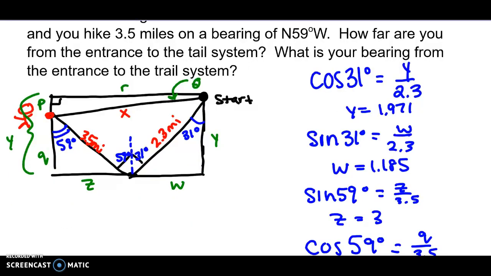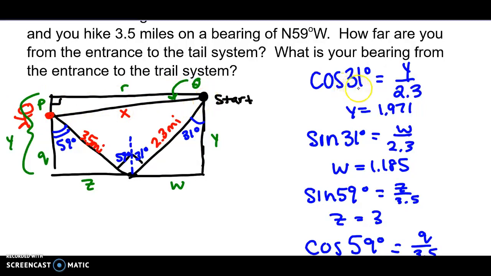All right, this one was a bit of a doozy, but let's see how you did. I started by figuring out the value of Y, the value of W, the value of Z, and the value of Q. I did those things first. That's going to be helpful for finding P and also help me find R, which relates directly to the triangle related to theta and X.